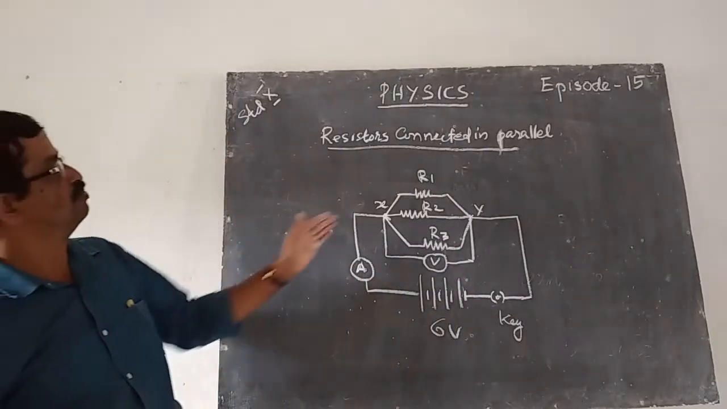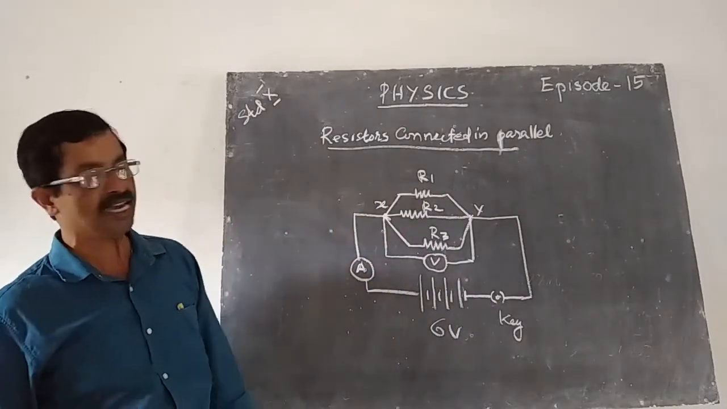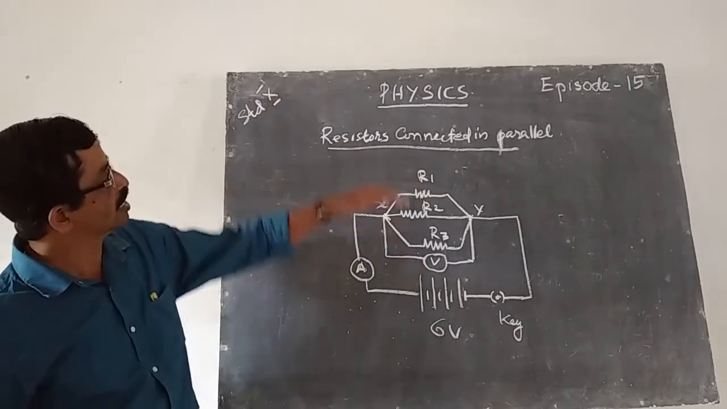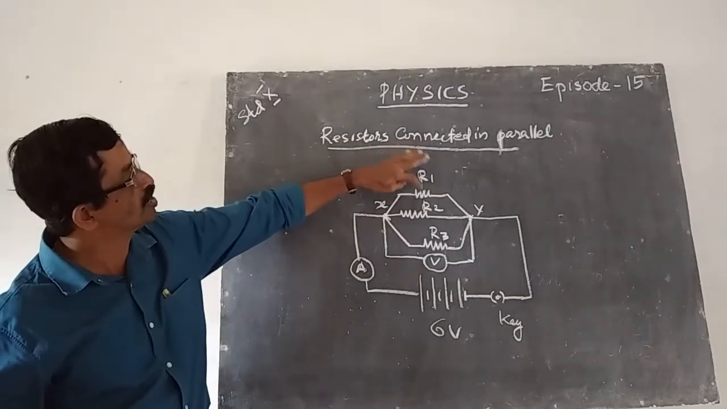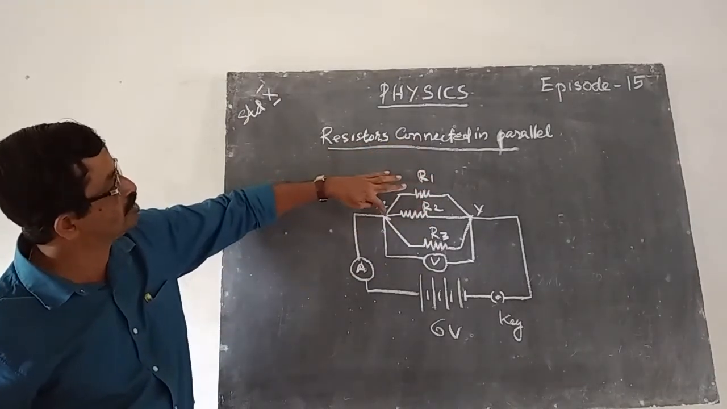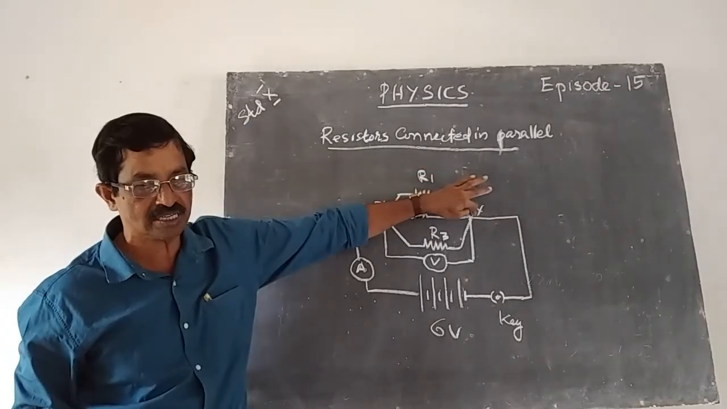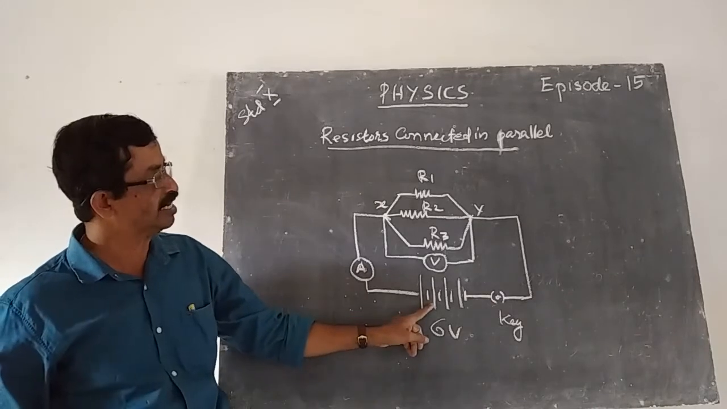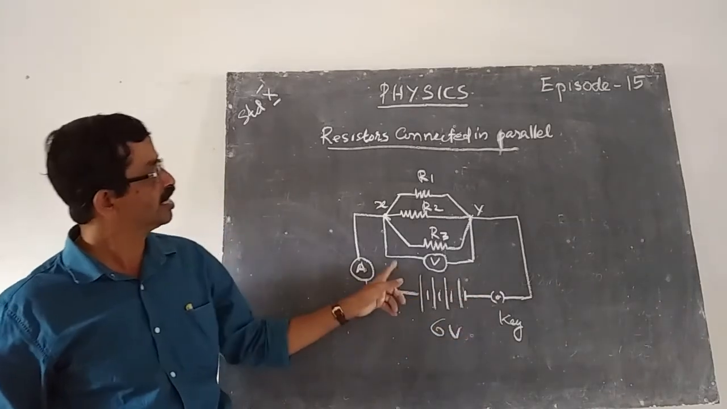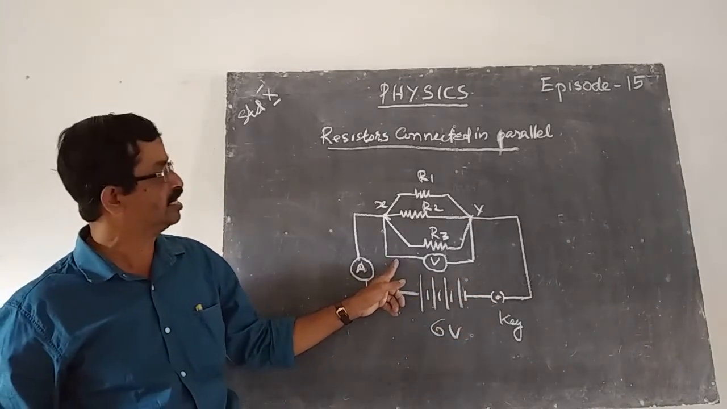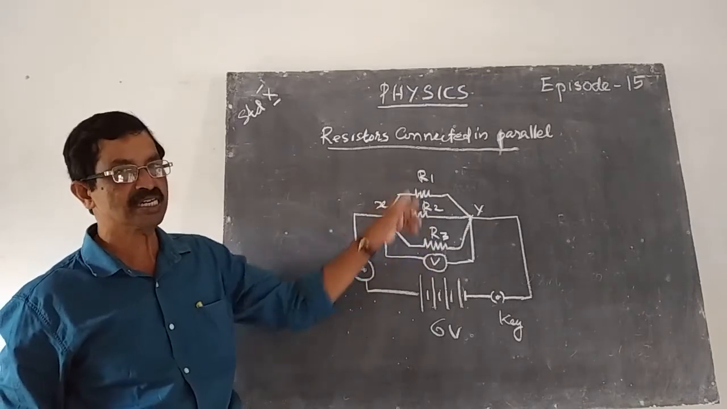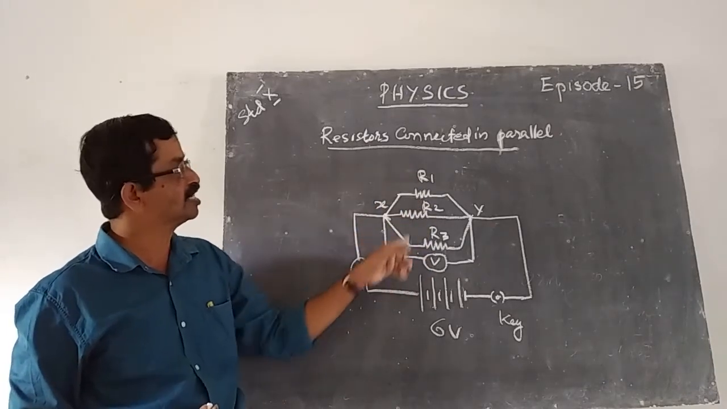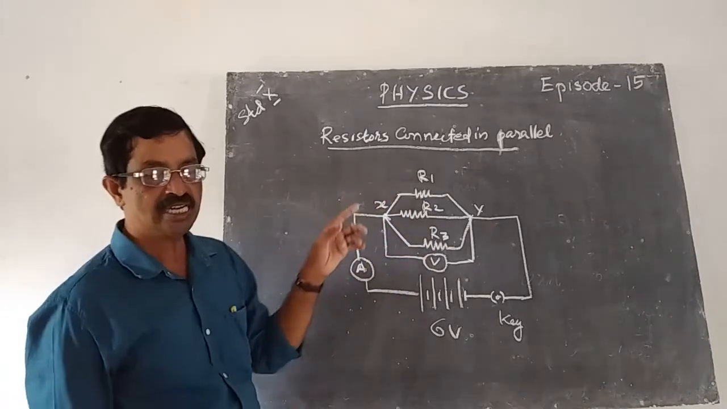Now, can you remember how to draw this diagram? Three resistors R1, R2 and R3 are connected between the points X and Y, and an ammeter, battery, plug key, then a voltmeter is connected parallel to these resistors.